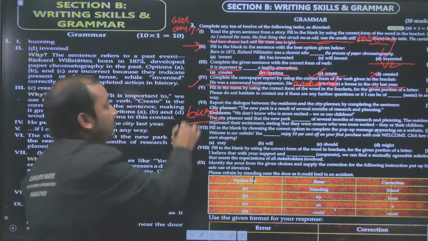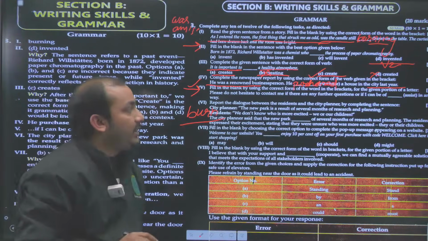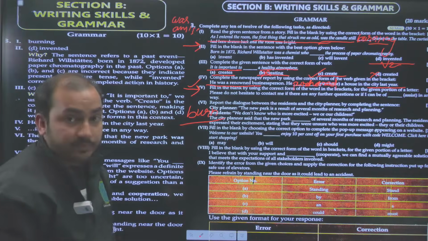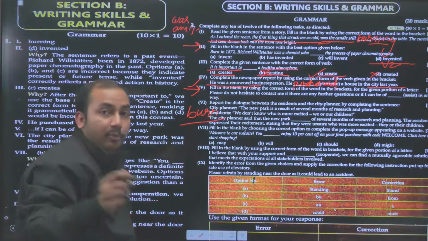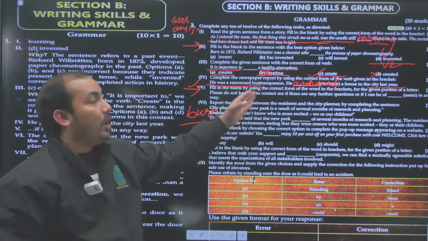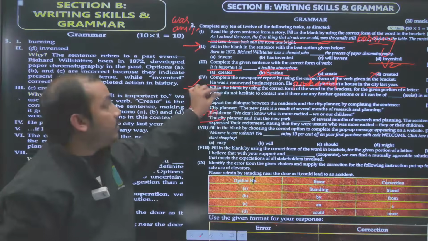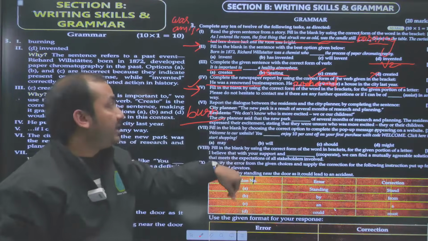Now move to our next question, which is: fill in the blanks by using the correct form of the word in the brackets for the given portion of a letter. Here, a portion of a letter is given in the question. Please do not hesitate to contact me. One thing to notice here is that "please do not hesitate" is related to the present form.